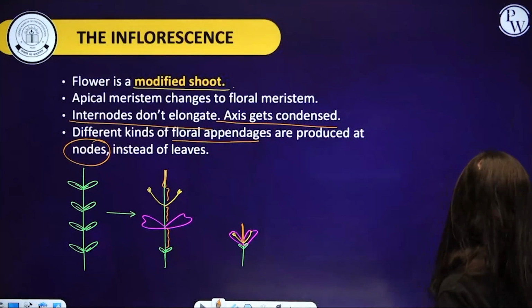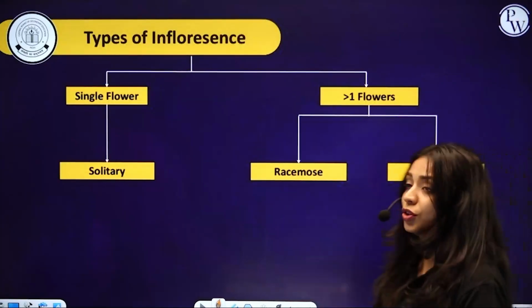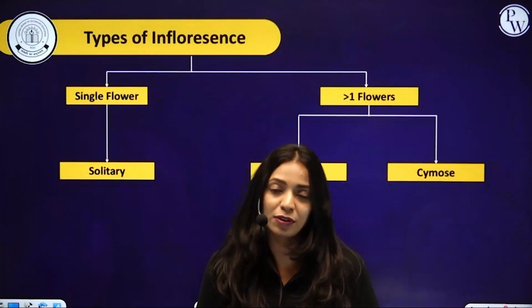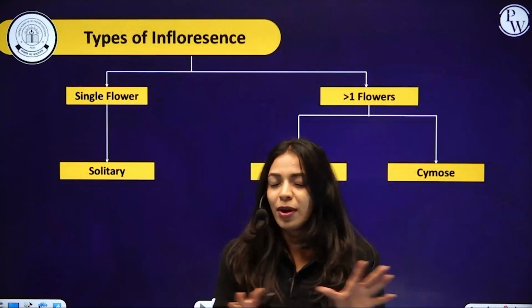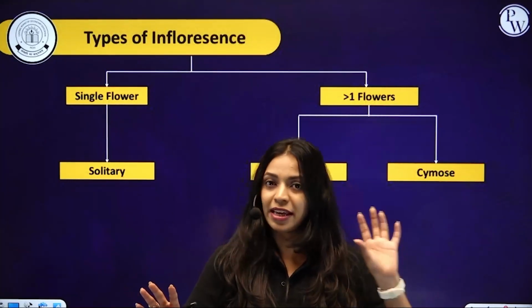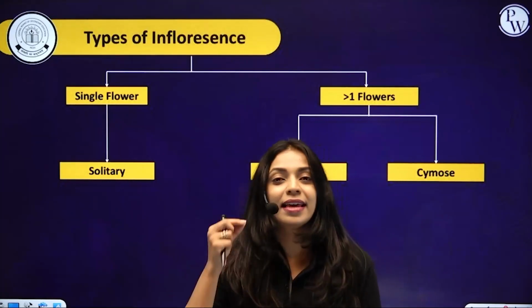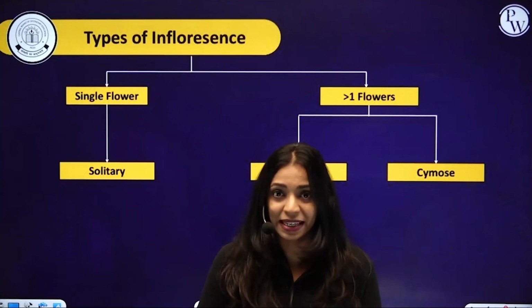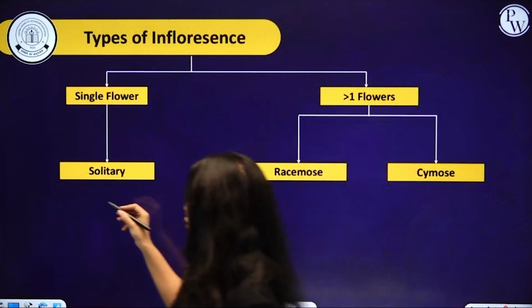All right. Now, let's move on to learn about the different types of inflorescence. Talking about the broad category, flowers can be formed singly or they can be formed in groups, right? If a flower is formed singly in a plant, we call it solitary.